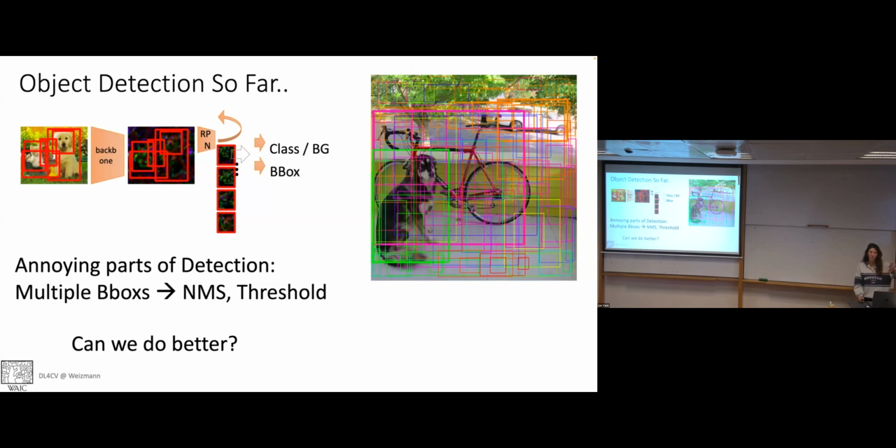Can I do that better? Can I simply predict the set of bounding boxes that I have, and that's it? So we are thinking about doing a shift in how we thought about it before, and we're going to think about this differently. Now we're going to think of the object detection problem as a set prediction. We want to predict the set of bounding boxes and their corresponding objects.